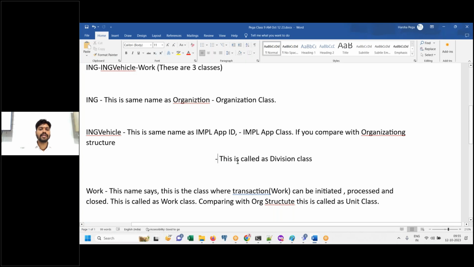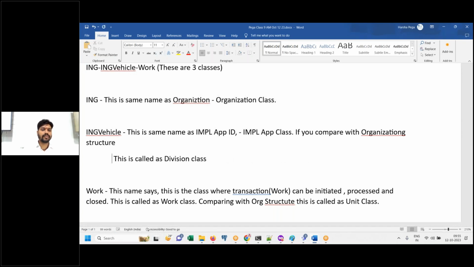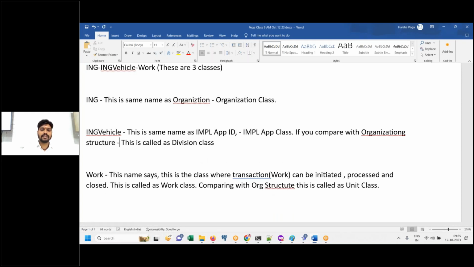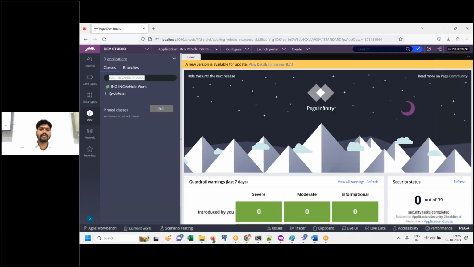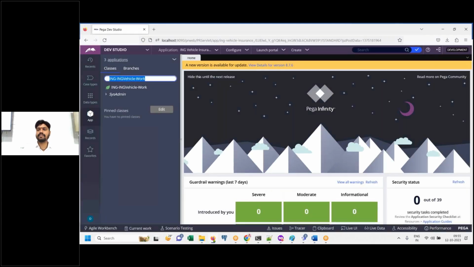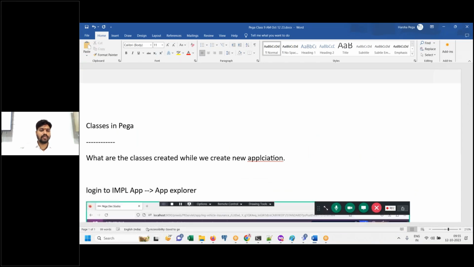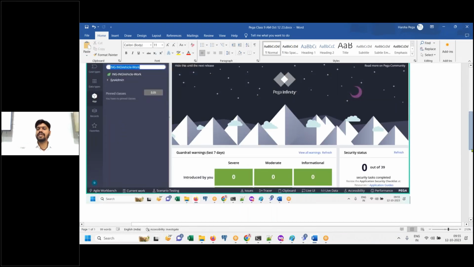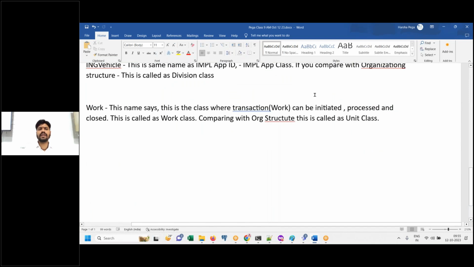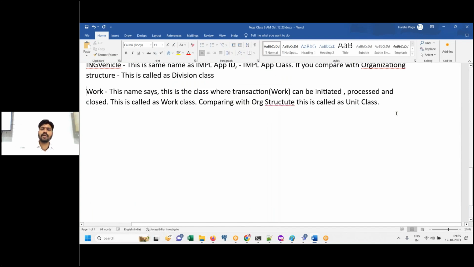Okay, so we are trying to understand the concept of classes that are being created. I'll give a screenshot also, one screenshot at the beginning. Okay, only these 3 we are focusing on. Don't go with other classes. Don't ask me, not required now.